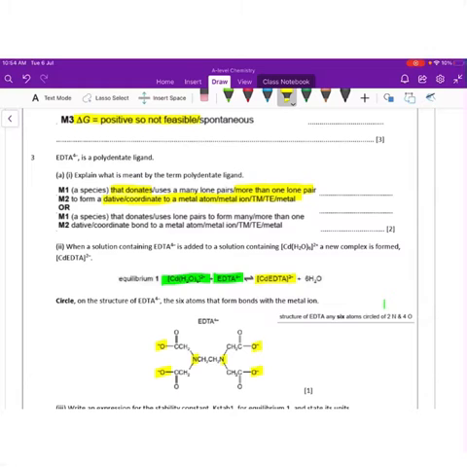Going over into my transition metals, explain what is a polydentate ligand. There's two options. It's a species that donates more than one lone pair to form dative covalent bonds to a central metal ion. But that's more or less the one that we dealt with in class.